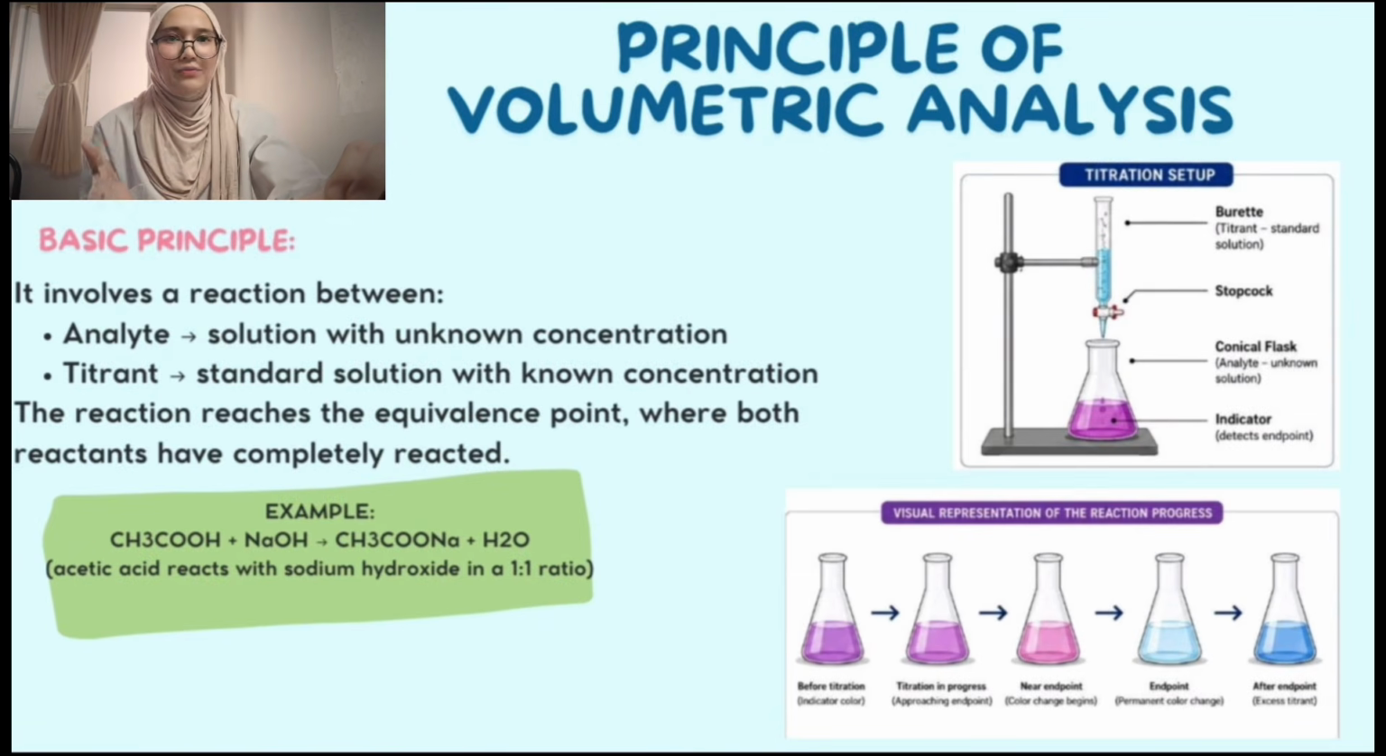For our experiment, we apply this principle using an acid-base titration to determine the concentration of acetic acid in vinegar. The reaction occurs between acetic acid from vinegar and sodium hydroxide solution, where they react in a 1:1 ratio to produce sodium acetate and water. The volume of sodium hydroxide required to completely neutralize the acetic acid allows us to calculate the concentration of acetic acid in the vinegar sample. Let's move on to the next page.